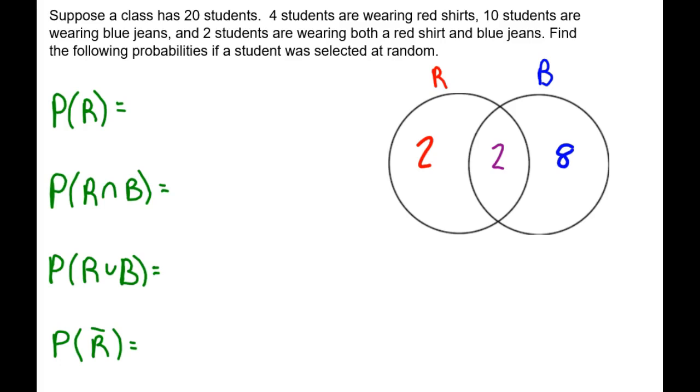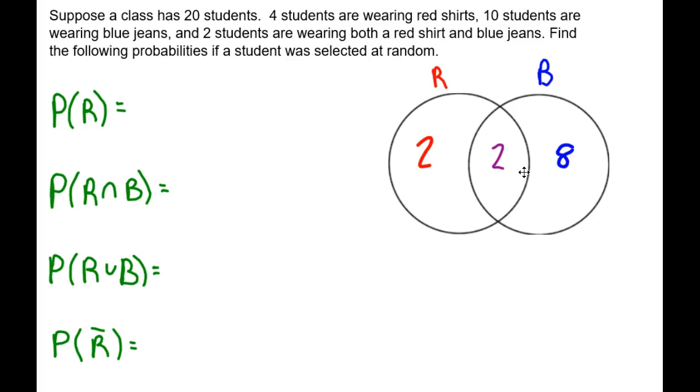To end this lesson, we're going to go through an example relating the ideas of unions, intersections, and complements of events. We're also going to use a Venn diagram to help us out throughout this process. Suppose a class has 20 students. 4 students are wearing red shirts, 10 students are wearing blue jeans, and 2 students are wearing both a red shirt and blue jeans. Find the following probabilities if a student was selected at random.